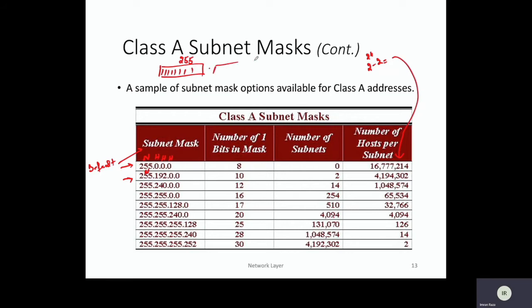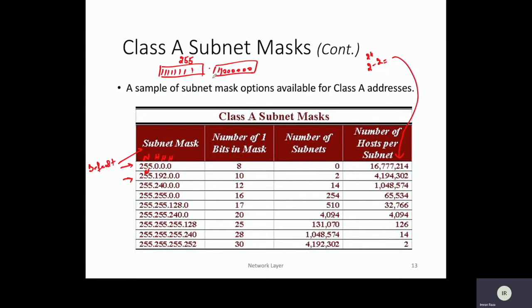So what I have done in the second case is I've borrowed 2 bits. I will always borrow bits from the left side. It is not the case that we borrow the bits of our choice. No, we'll always borrow bits from the left side. So I have borrowed 2 bits, right? And all the other bits are 0 for the calculation of the subnet mask.